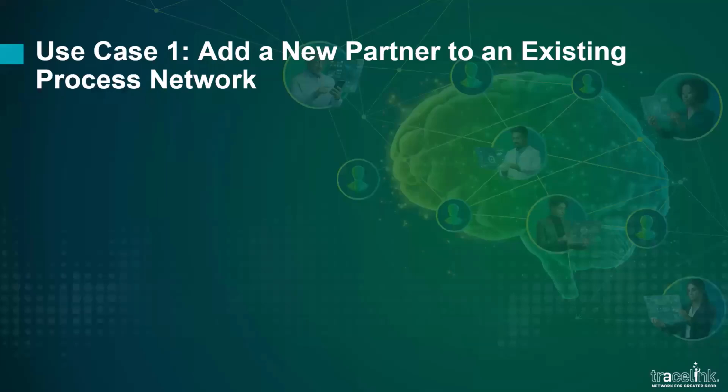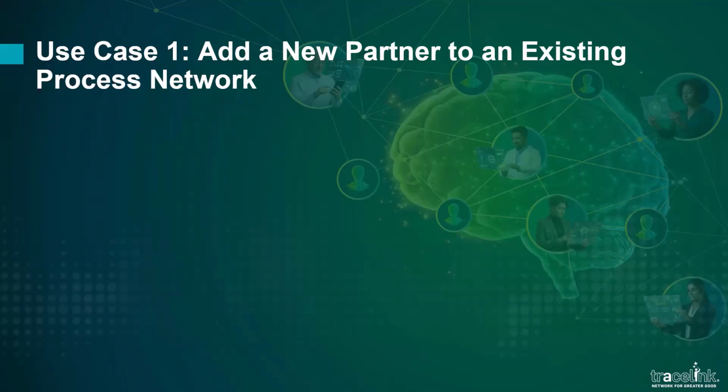So let's start with use case 1, adding a new partner to an existing process network. In this use case, you're not creating a new process network. Instead, you're expanding your existing network by onboarding a new partner. The current network setup, including choreography and transaction types, is already working for another partner. Because the new partner will use the same configuration, you can reuse most of the existing setup.